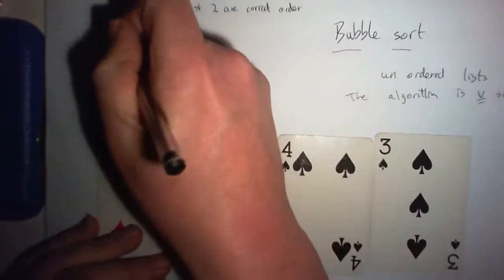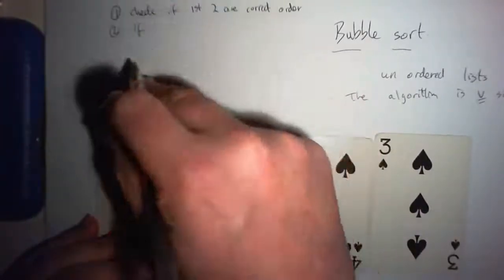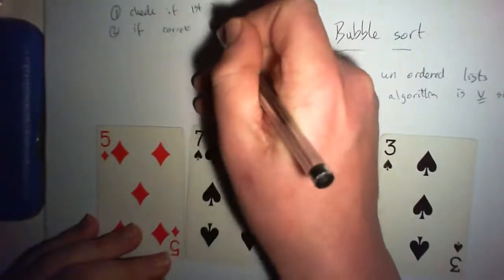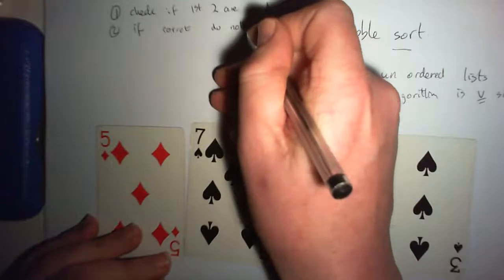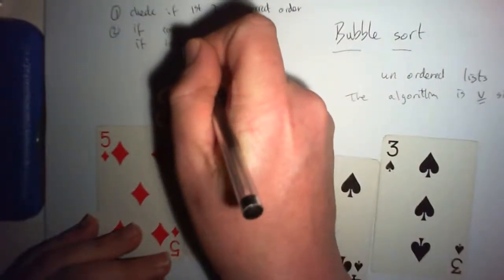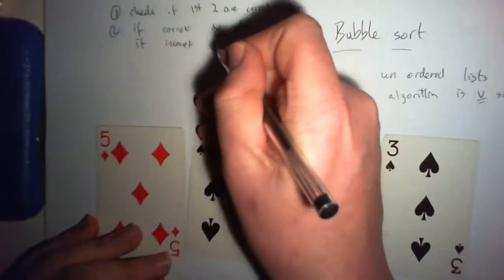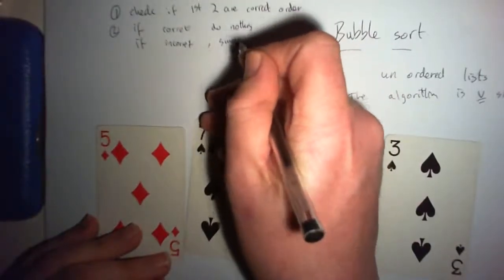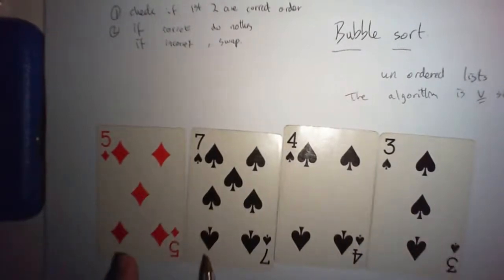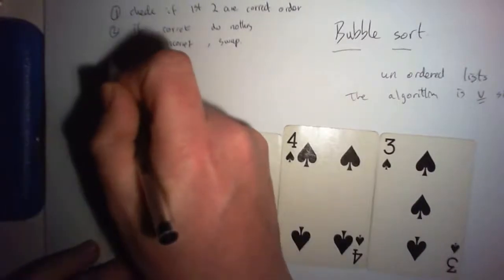Now, if correct, do nothing. If incorrect, and this is the important thing, swap. Okay, so let's have a look. Correct order, do nothing. Okay, so what's our next step then?